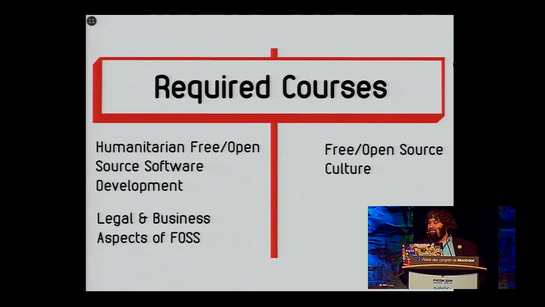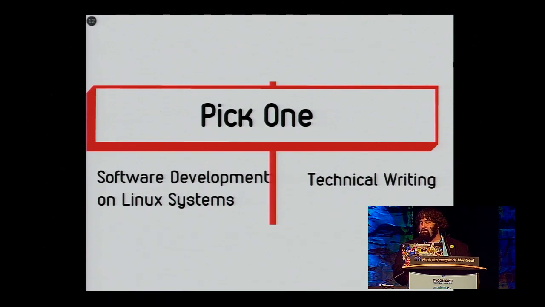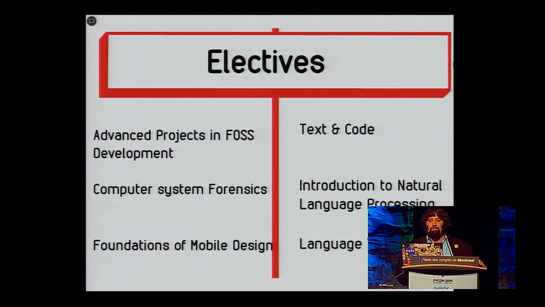So the required courses, we have the HFOS course, which I'll talk more about in a second, the legal course, and the free and open culture. Then you get to pick either Linux systems or technical writing. And then we have a buffet of electives in all the different colleges where if you're using FOSS in the program, you have to do some kind of capstone-like project to get credit.